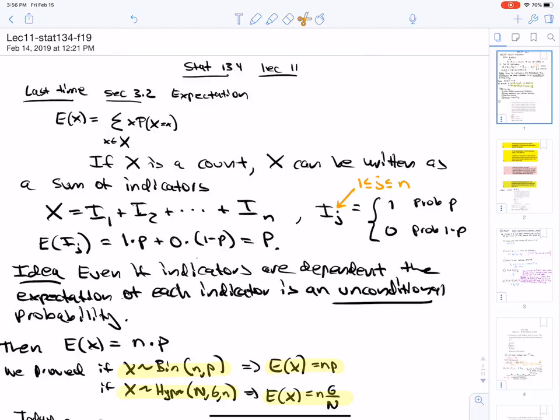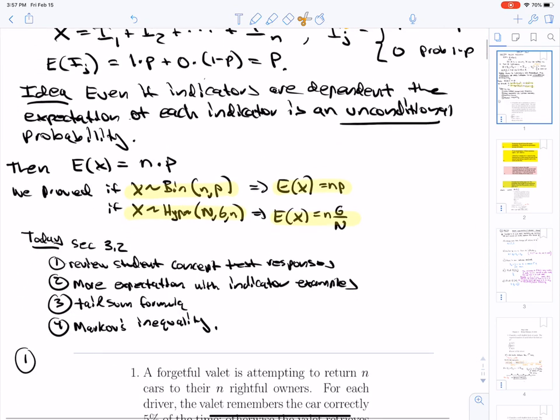Best to write x as a sum of indicators, where each indicator has two values, 1 or 0, with probability p and 1 minus p respectively. And by properties of expectation, the expectation of an indicator is just the probability that that indicator is 1, namely p. And furthermore, if all the indicators have the same expectation, then the expectation of the random variable will just be n times p.